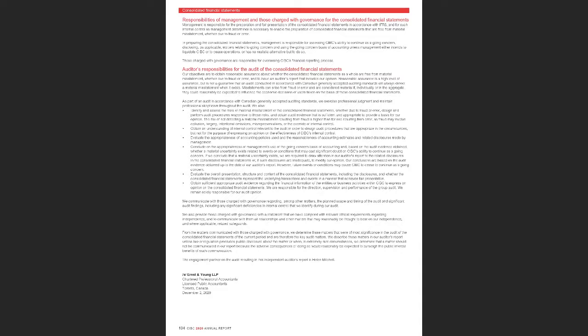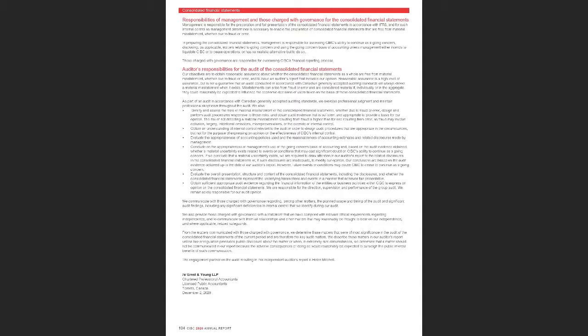So we want to make sure that the board of directors, as well as management, of course, is aware of these things. Okay. The next paragraph says we provide those charged with governance, being the board, with a statement that we have complied with relevant ethical requirements. So this is actually a legal requirement. Auditors each year must give a letter to the board of directors which says that they have satisfied all the relevant ethical requirements set by the professional bodies, including, of course, independence.